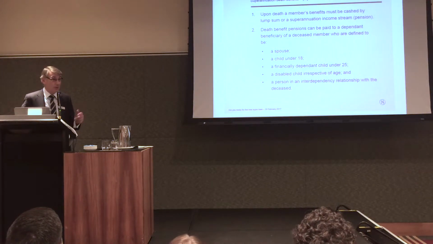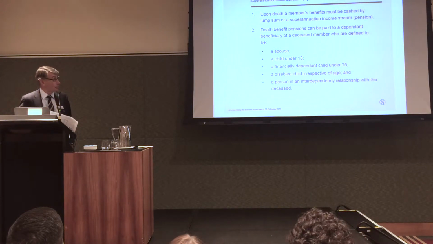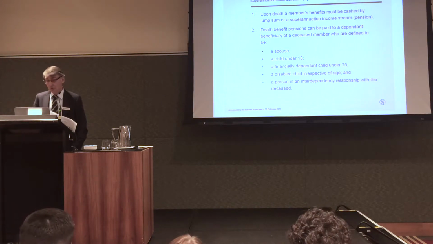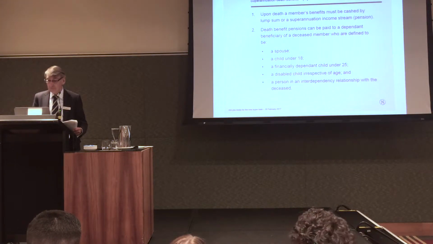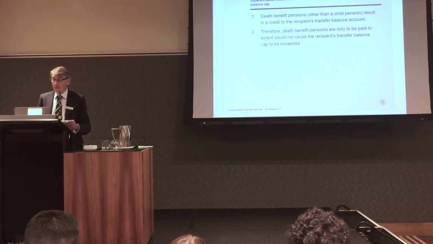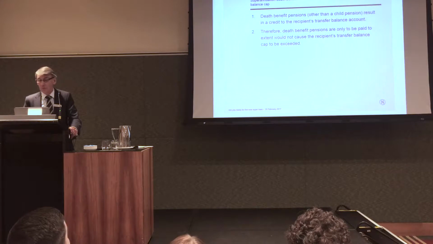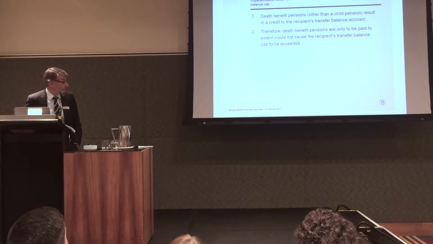We've previously thought about tax law beneficiaries, but we're talking about dependent beneficiaries now for the purposes of paying death benefit pensions. And those are the persons listed there who will satisfy that definition. Death benefit pensions, other than a child pension, will result in a credit to the recipient's transfer balance account. We've heard from Phil what a transfer balance account is today.